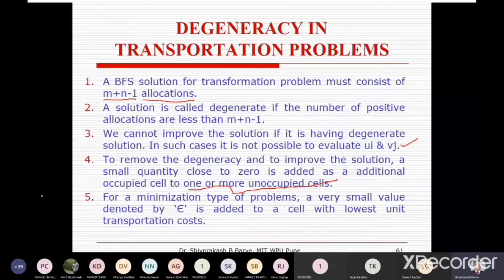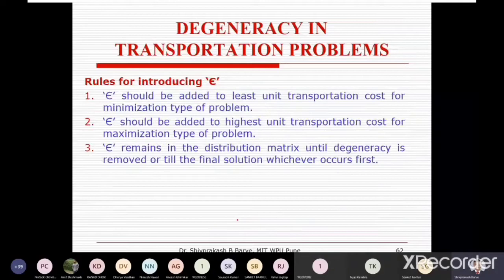So here, for minimum type problems, we are creating a very small value. That small value is denoted by epsilon. We add it to the cell with the lowest unit transportation cost, because in the matrix we are getting transportation costs. So in the lowest unit transportation cost, we have to add this epsilon symbol, and we'll see how to add this epsilon. This is the lowest possible cost.